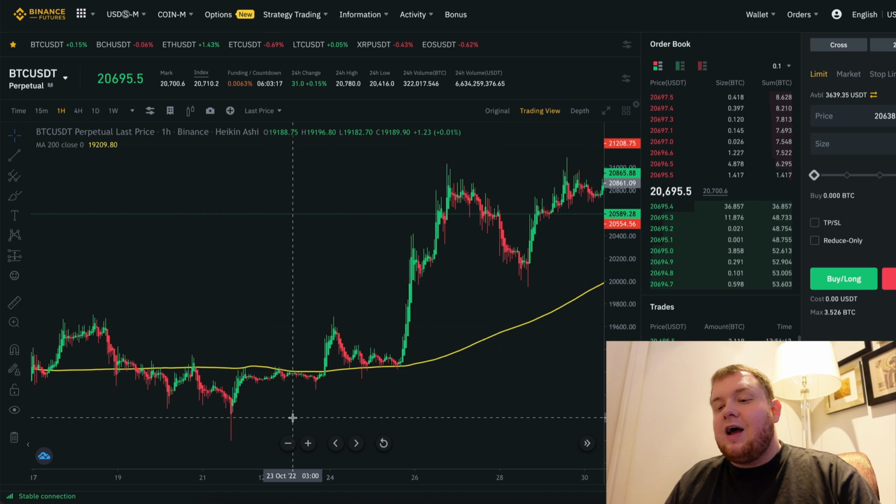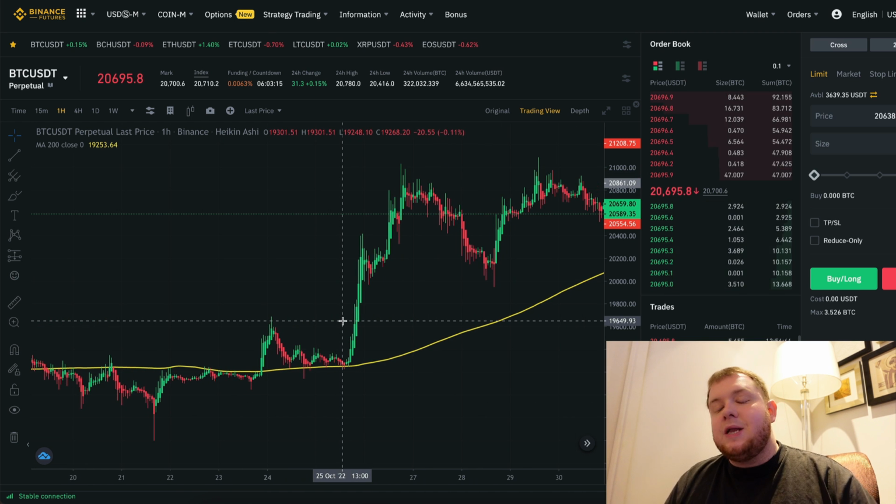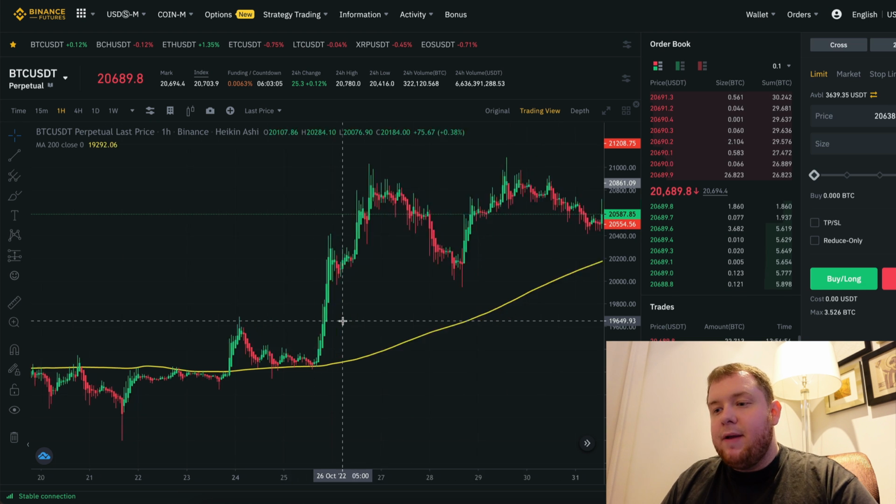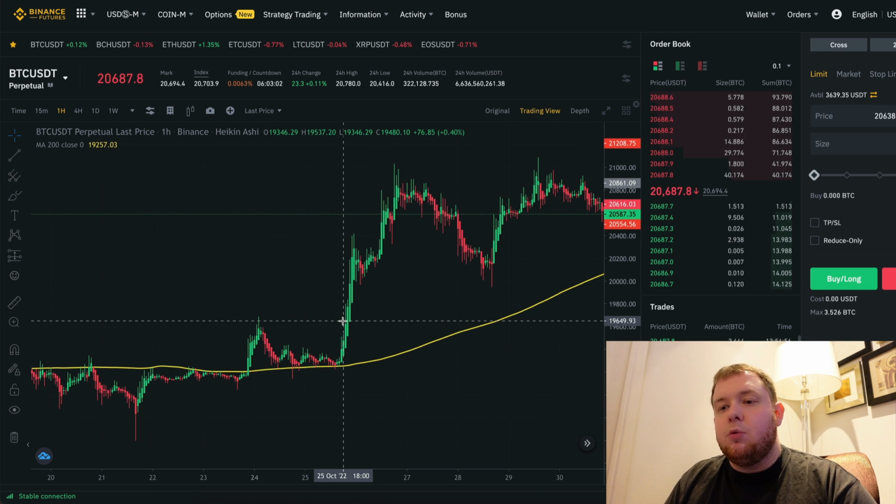And this is why we want to have the 200 moving average on the chart, because even if we apply this on the lower time frames, I wouldn't really use it below the 1 hour time frame because it can be a little bit unreliable. And of course, the daily or the weekly, it's even more reliable. But that's the basic premise of why we are using the 200 moving average.